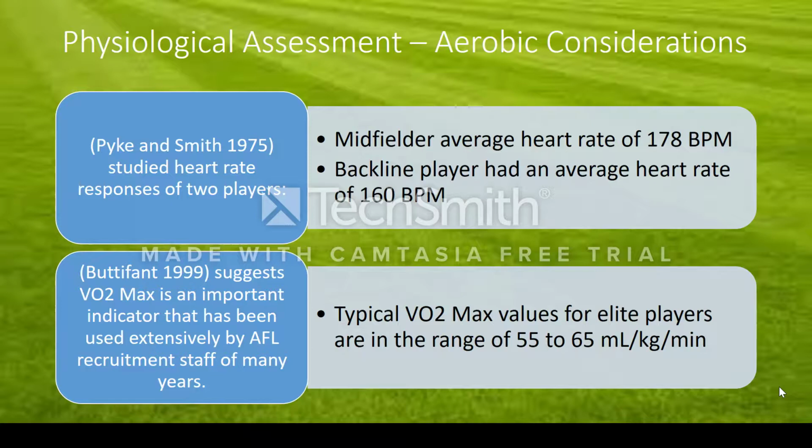Let's now look at some of the physiological demands of AFL footballers. Historically, heart rate data has been a useful tool when measuring exercise demands and training loads. Back in 1975, Pike and Smith studied the heart rate responses of 2 players, one based in the backline and the other in the midfield. These players were in the South Australian National Football League. We can see here that the midfielder had a higher overall heart rate over the course of the match.